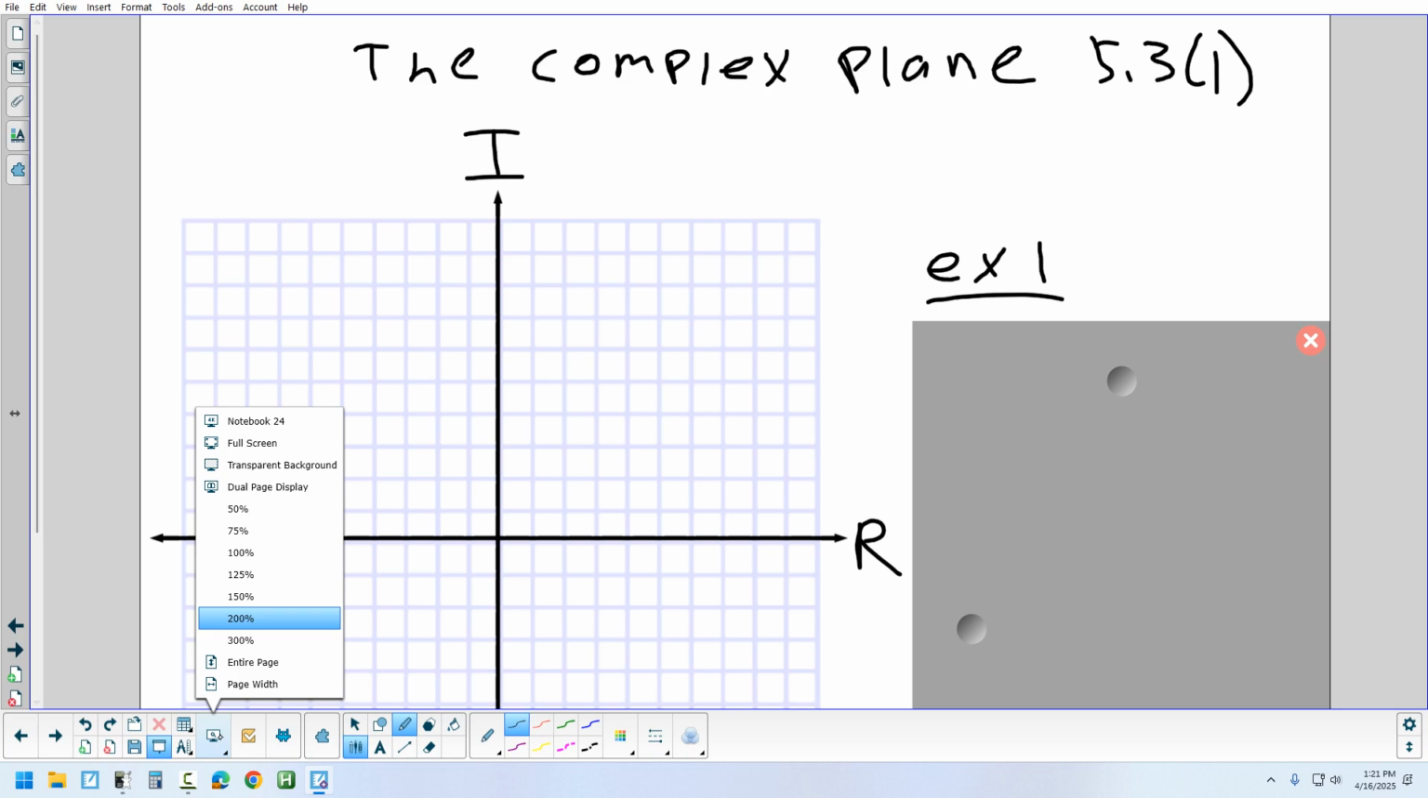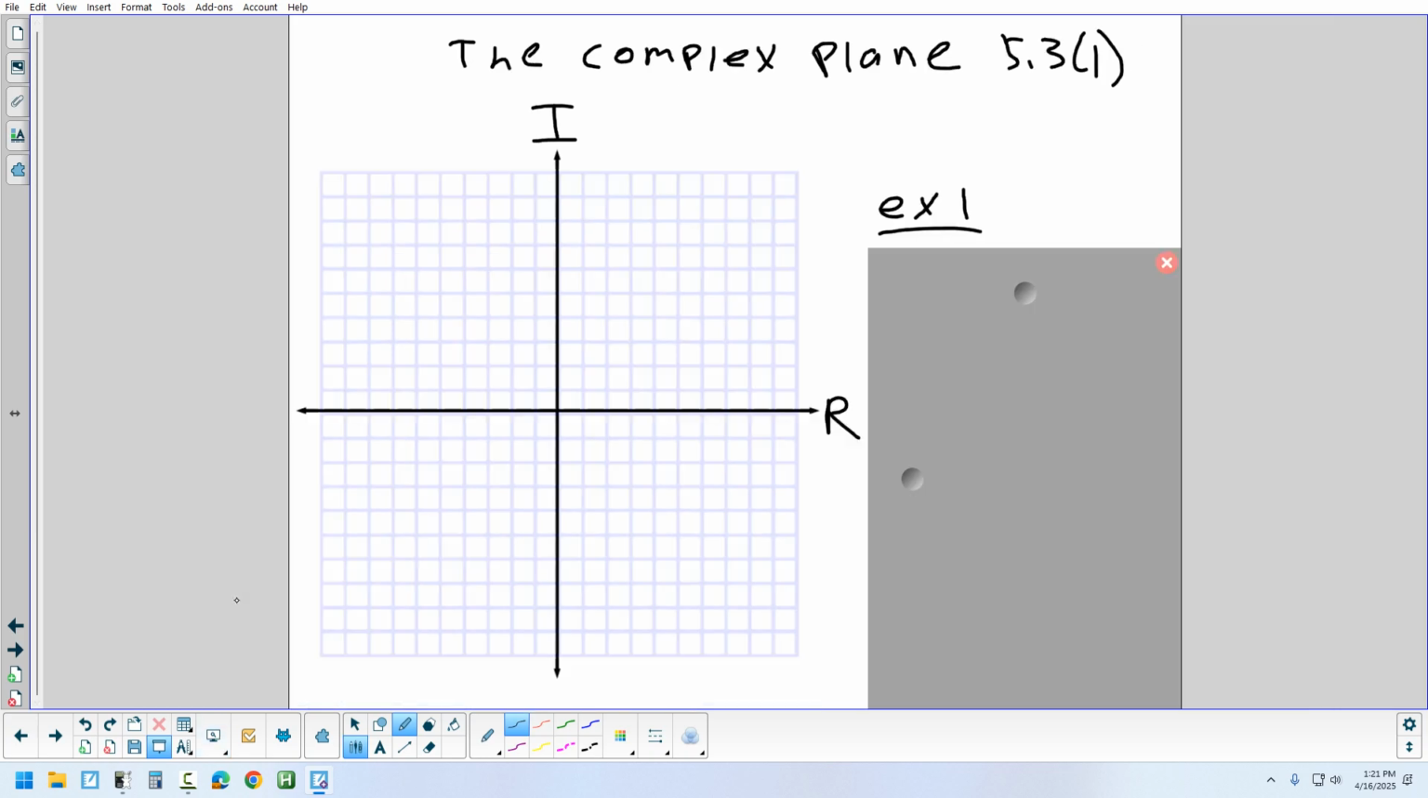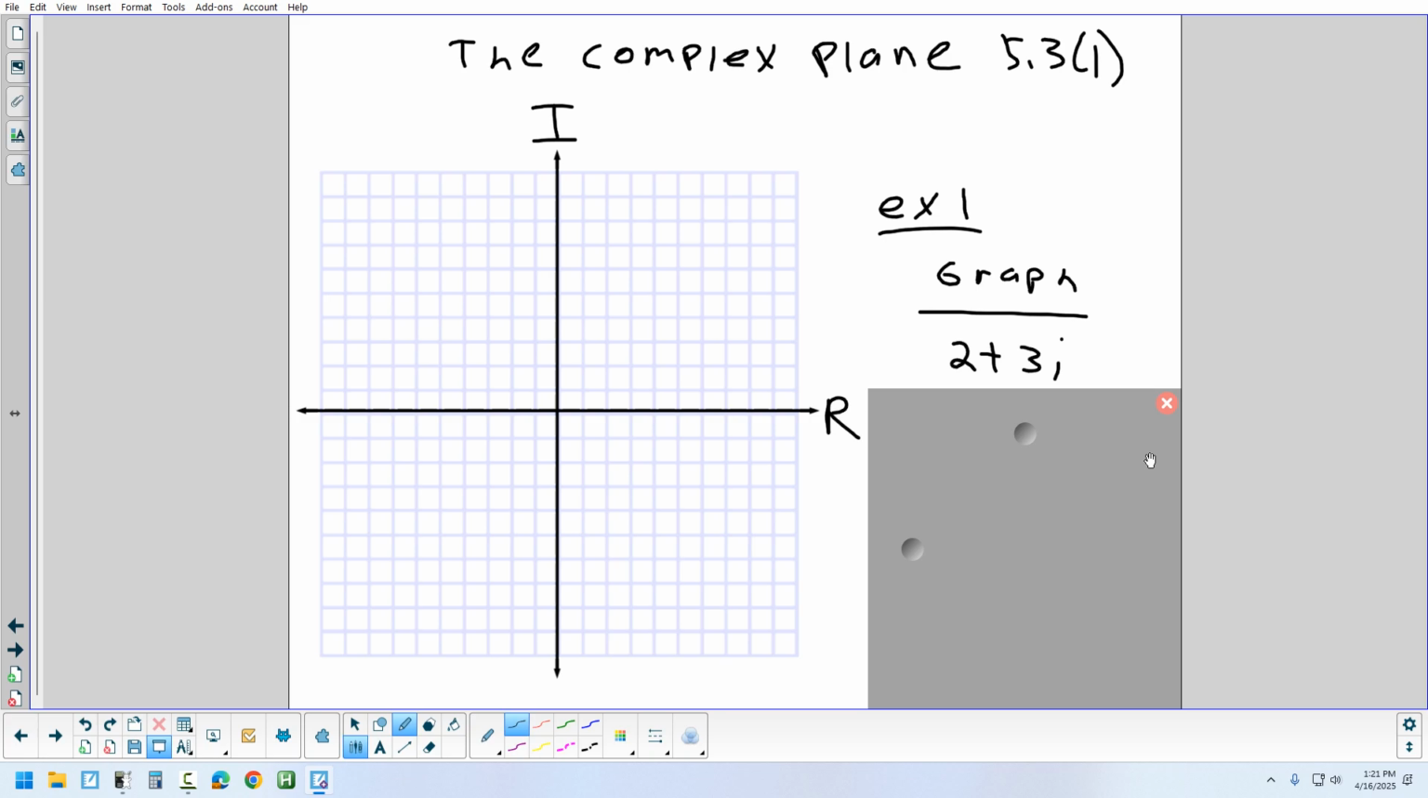Okay, so the last thing, the complex plane. What the complex plane allows us to do is graph a complex number. If you can graph 2, 3, then you can graph 2 plus 3i. It's the same idea. On the complex plane, they don't call the axes x and y. They call them real and imaginary. The real axis goes left and right, and the imaginary axis is up and down.